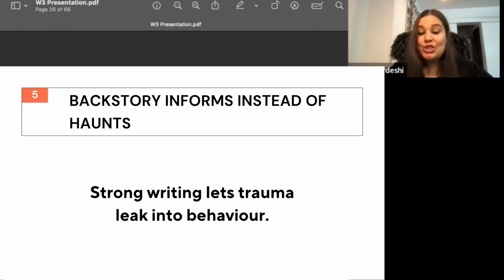So instead of saying she had trauma, you may show your character constantly checking exits or over planning or having difficulty trusting silence or flinching at tone shifts or keeping emotional backup plans. Now, the trauma feels alive inside behavior.